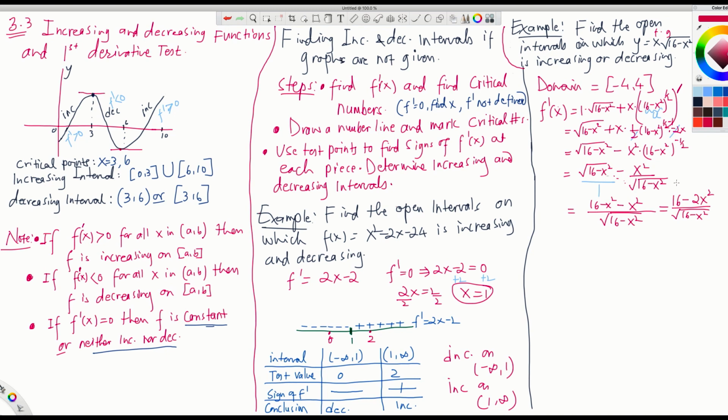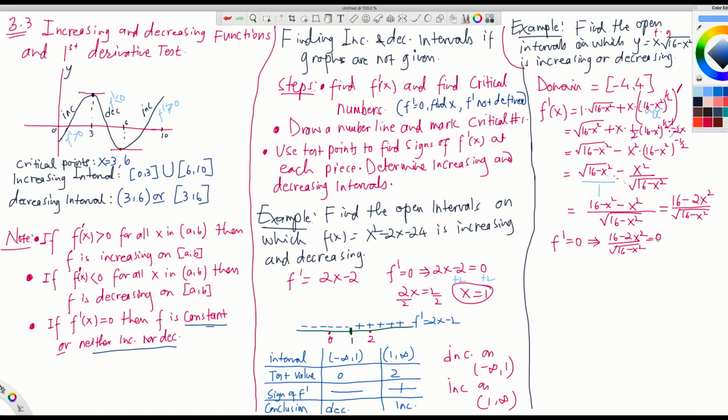So I want to find the critical points. To find the critical points, you set f prime of x equal to 0, and then find where f prime of x is undefined. f prime of x is undefined if x equals plus 4 and minus 4, right? To find critical numbers, you do f prime equals 0, which implies 16 minus 2x squared over the root of 16 minus x squared equals 0. You multiply both sides by the root of 16 minus x squared.